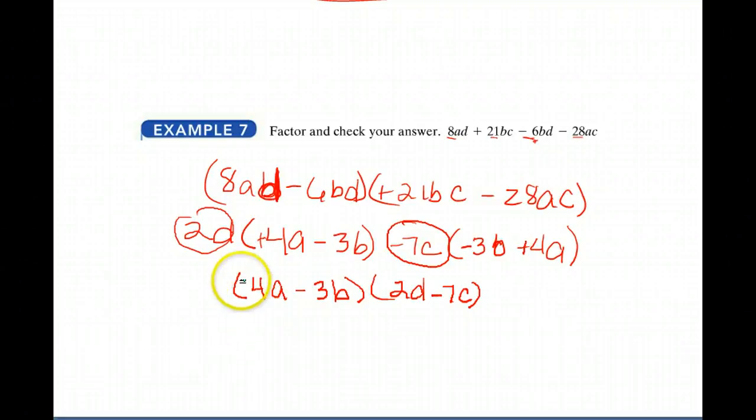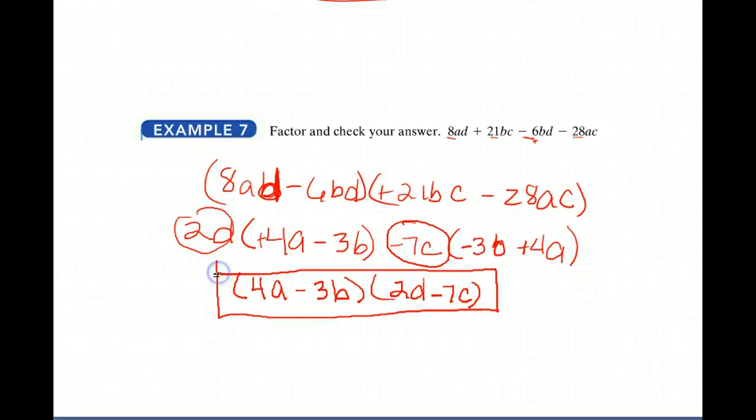I'm going to check both groups to see if there's any common factor that can be factored out of each group. There's not. This is my final answer. When a situation like that arises for you and your signs are off, and that's the only thing that's off are those signs, those positives and negatives, take out a negative, divide out a negative. That will always reverse your signs.